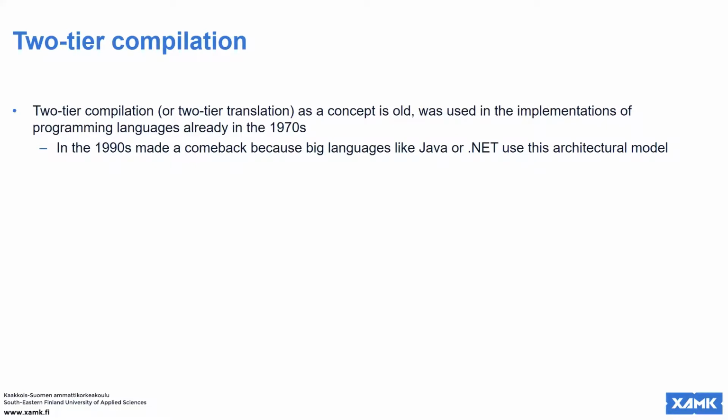So the idea of two-tier compilation, these two steps instead of one, is actually pretty old. It was used in the implementations of programming languages already in the 1970s. And it made a comeback in the 1990s because of programming languages or programming language families such as Java or Microsoft .NET, because they used this particular approach to code compilation.